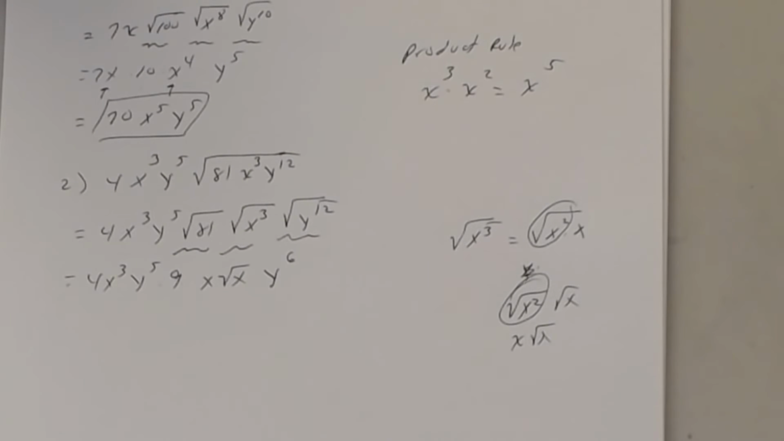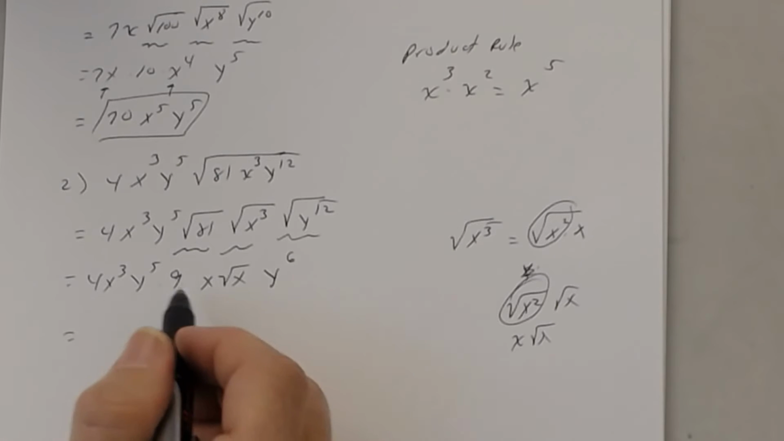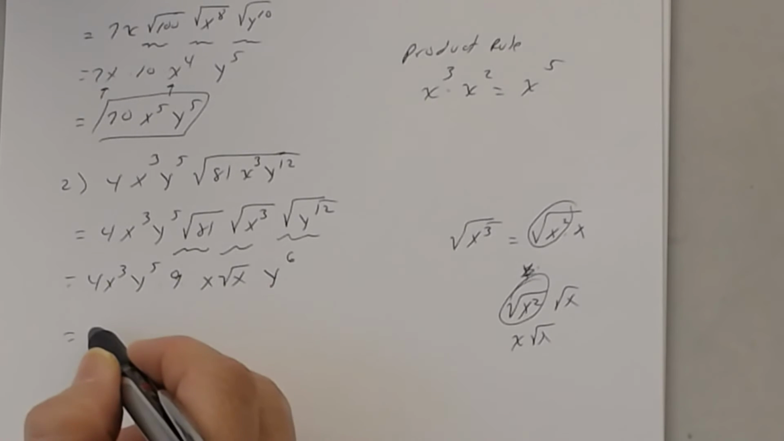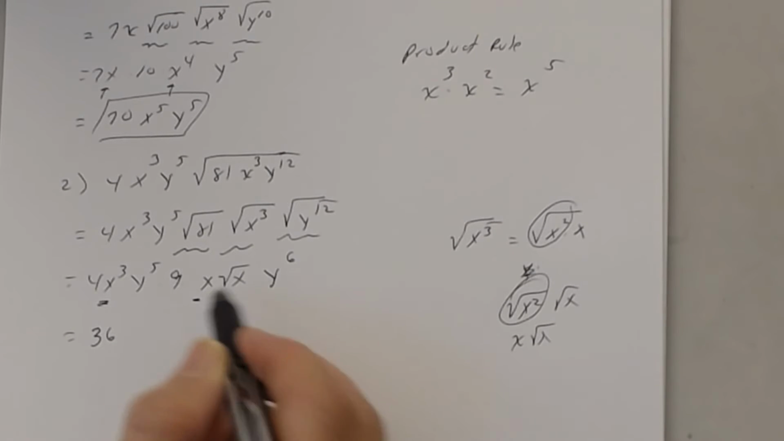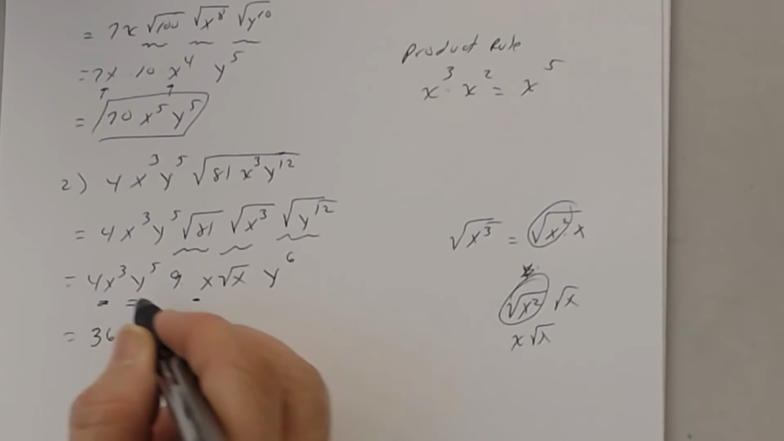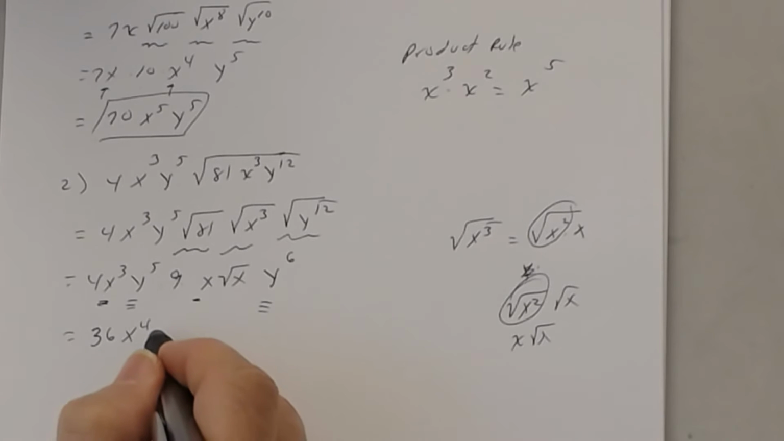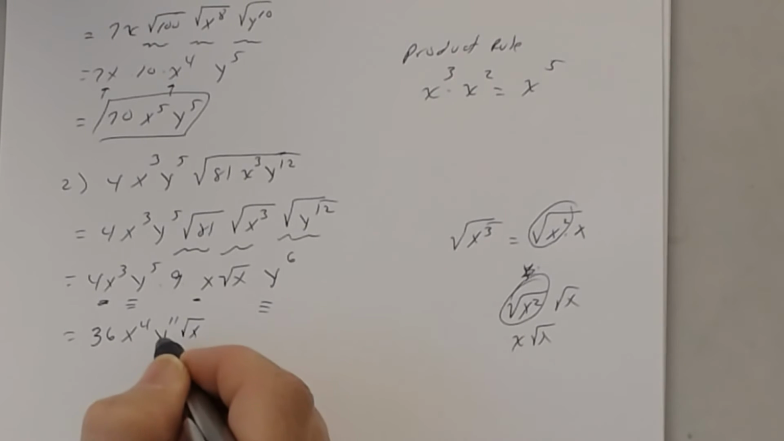Now again, don't leave your answer like that. You can go ahead and multiply some of these out. What's 4 times 9? All right, what's x cubed times x? X to the fourth. What's y to the fifth times y to the sixth? Y to the 11. And what's left? The square root of x. Okay.